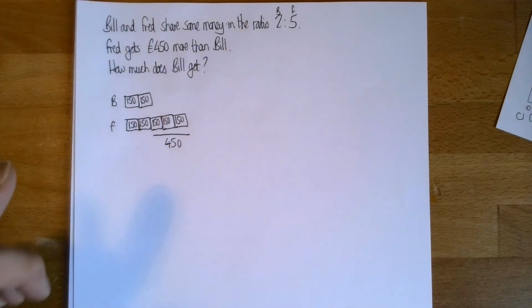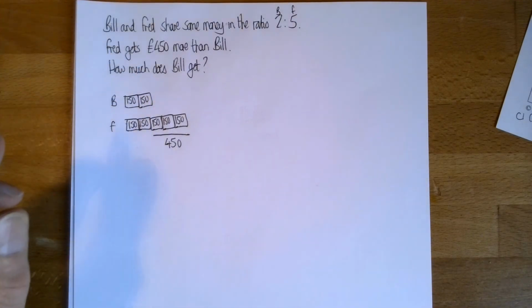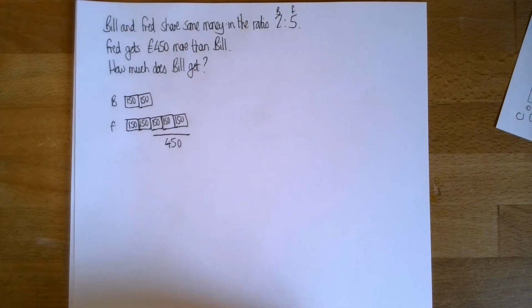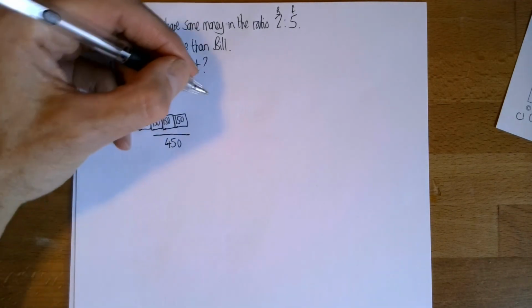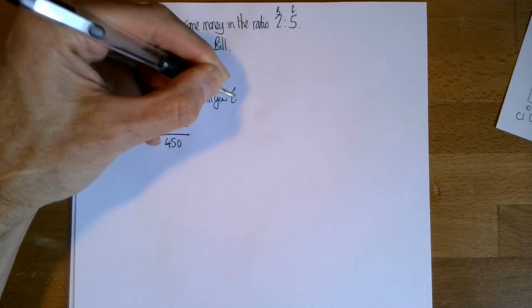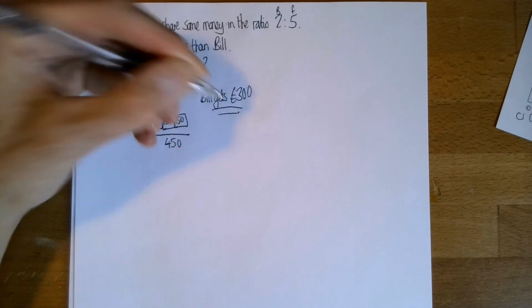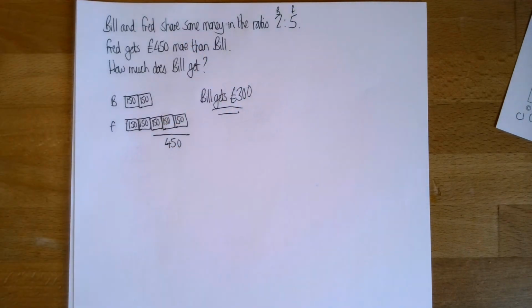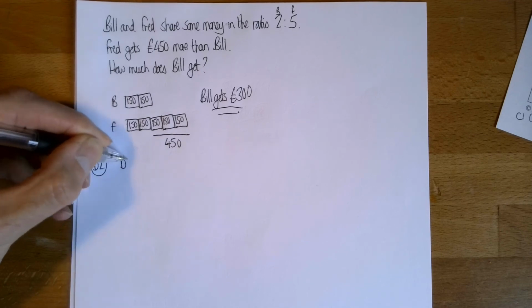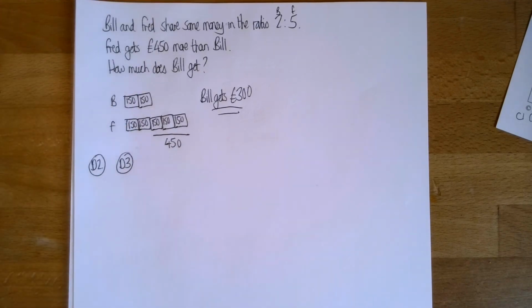And you need to be careful with these questions. What does the question want? Does it want how much money altogether, or how much does the other person get? How much does Bill get? Right, he gets 300. So I'm going to clearly answer that. Bill gets £300. So have a go at D2 and then D3 on the sheet.